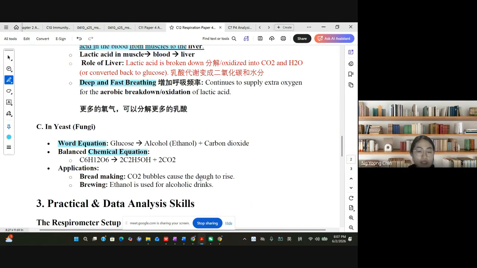Another important thing you need to know is that when the yeast is performing fermentation, they're producing what kind of gas? Carbon dioxide. This carbon dioxide is very useful in the food making process because it helps raise the dough when they are making bread. It is also found in alcoholic drinks, because during the fermentation process it will produce carbon dioxide as a byproduct.